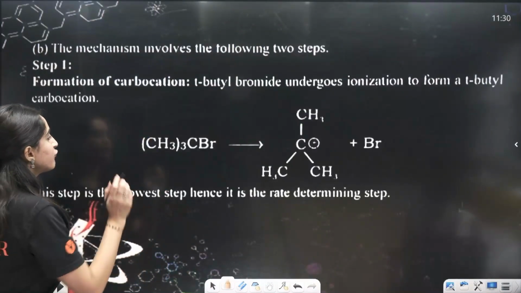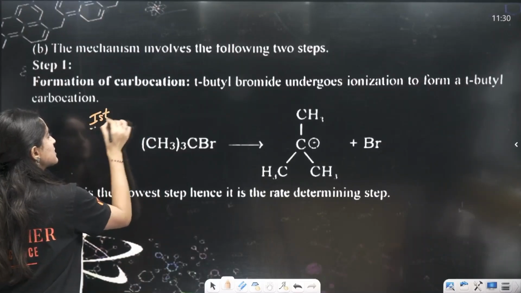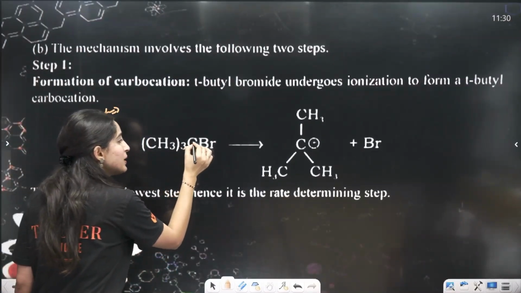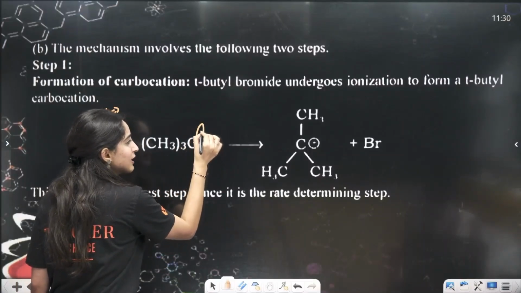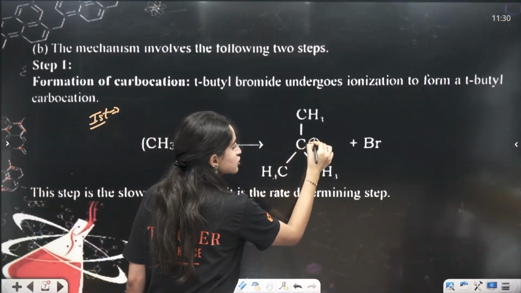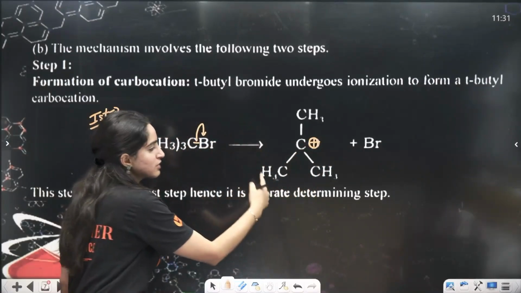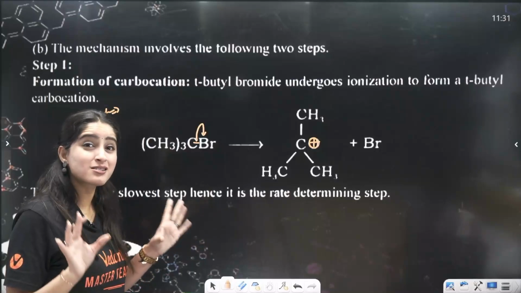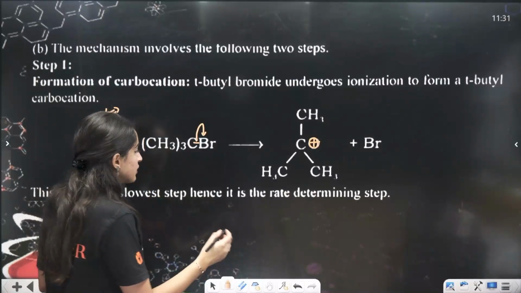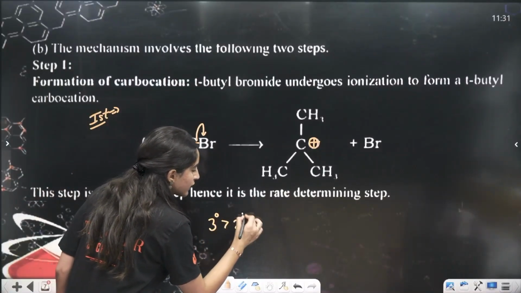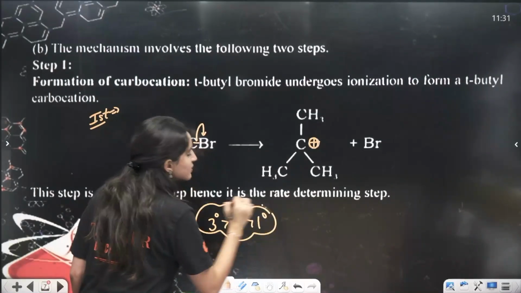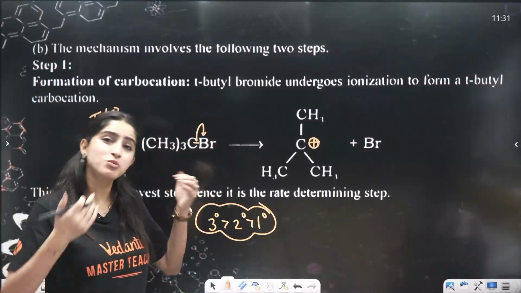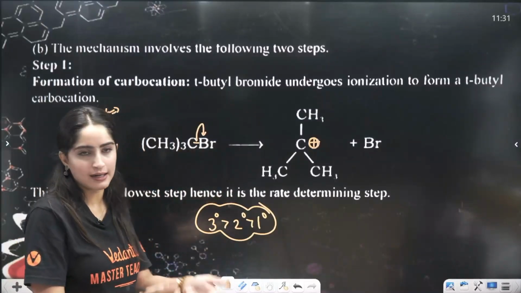Now this is the first step. In the first step, what will happen? You will have the formation of a carbocation. This Br will eliminate along with the electrons and you will have the formation of this carbocation, that is CH3, CH3, CH3, and this is positive. We know that a tertiary carbocation is stable. The stability of carbocation is 3 degree, then 2 degree, then 1 degree. Because of this much stability, they are very happy. They are like, okay, we are in a stable carbocation form, so we can easily donate Br negative, right?